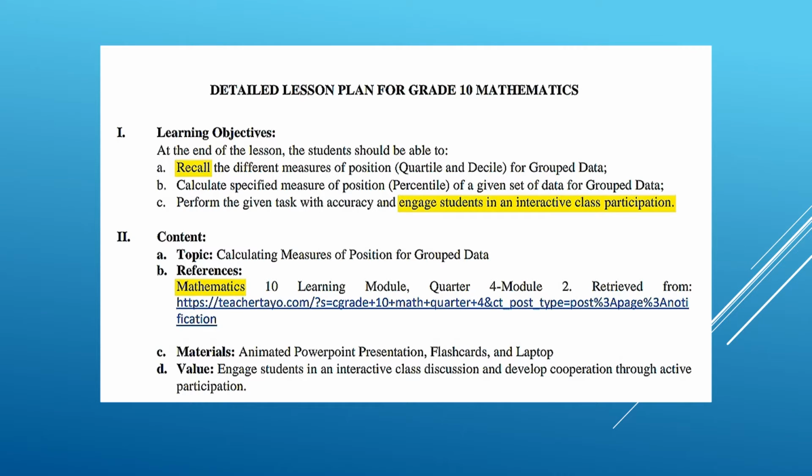So let's try to scan her objectives first. Learning objectives: at the end of the lesson, the student should be able to: A. Recall the different measures of position, quartile, and decile for group data. B. Calculate specified measure of position, percentile, of a given set of data for group data. C. Perform the given task with accuracy and engage in interactive class participation.